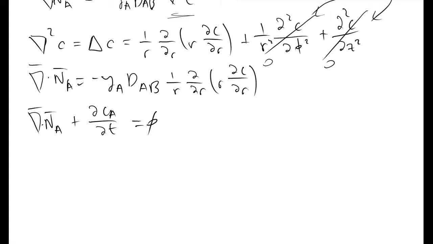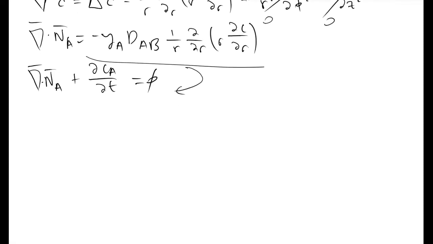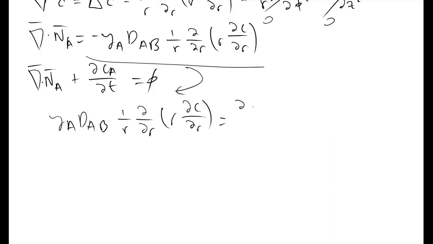So if we plug in what we found here into this equation, and I'm going to add it to the other side to get rid of the negative, the molar ratio of phosphorus in our control volume times the diffusion times 1 over R d dr of R dc dr must be equal to dCA dt.